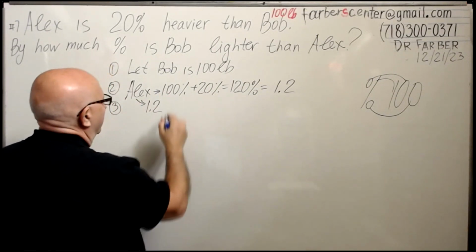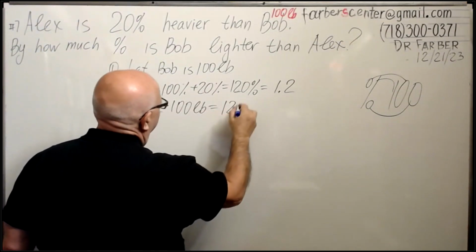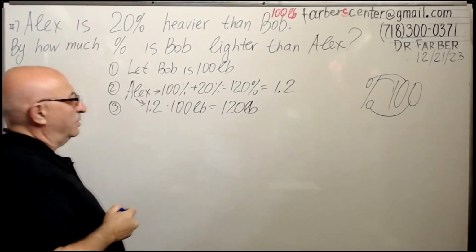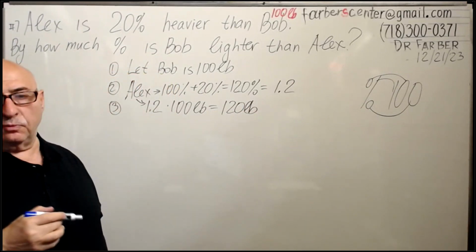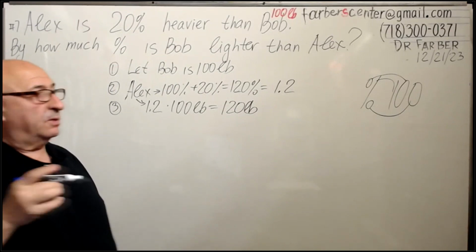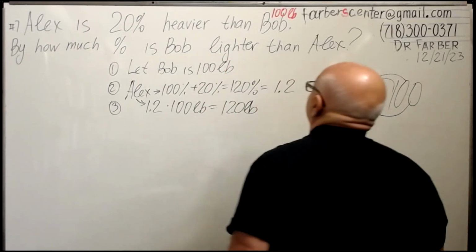1.2 of 100 pounds. This is 100 pounds. Alex is 120 pounds. Alex is 120 pounds, 1.2 times 100. So far, so good? Now, keep in mind.